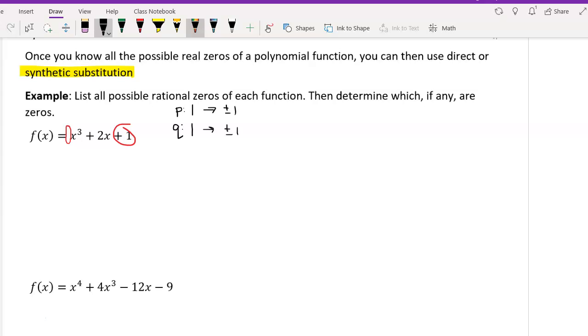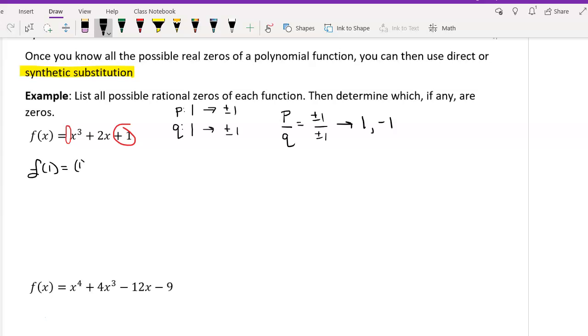So now let's take a look. What is P over Q? Equals plus or minus 1 over plus or minus 1, which is either positive 1 or negative 1. So that gives us 2 possible real zeros. Now, using that synthetic substitution, that synthetic division, we're going to first determine if 1 or negative 1 is a possible zero. So remember, from our last section, all we do is substitute that value in, that c value. So let's check that positive 1 first.